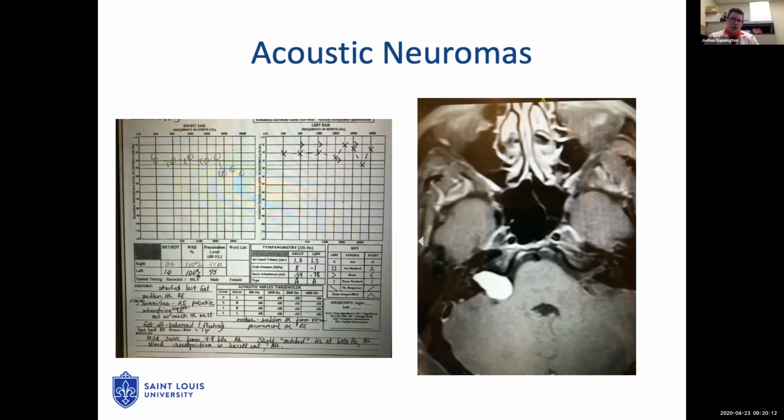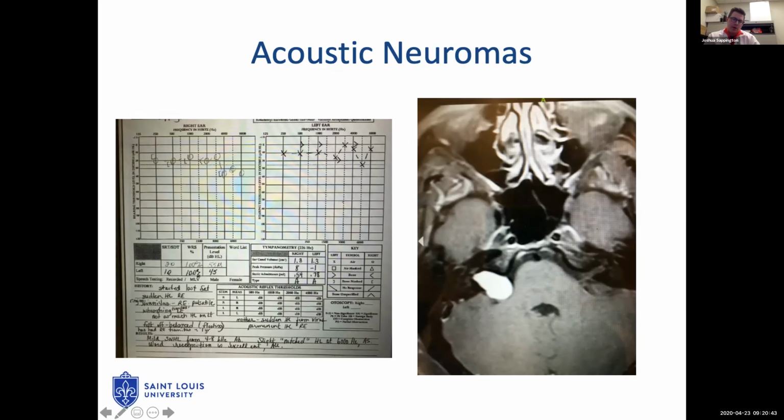If you take a look, he has a little bit of an asymmetry, but it's really not a lot to get excited about. He's got an SRT of 20 on the right, 100% word recognition, and he's 10 and 100% on the left. And we talked about it. I said, well, your MRI is probably going to look stone cold normal, but something really reasonable to do, since you're busy with life and coming in here concerned about your hearing. And lo and behold, he ended up having a lesion that looked like this.